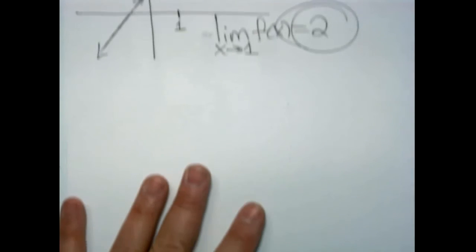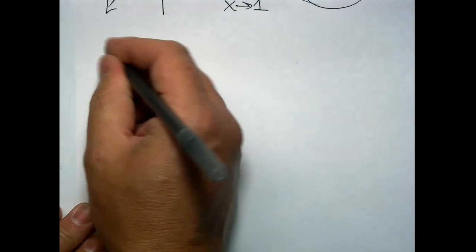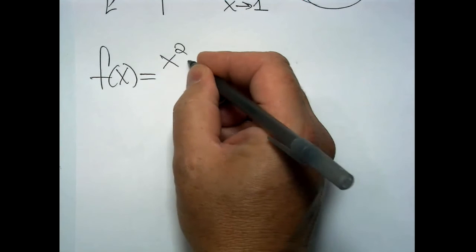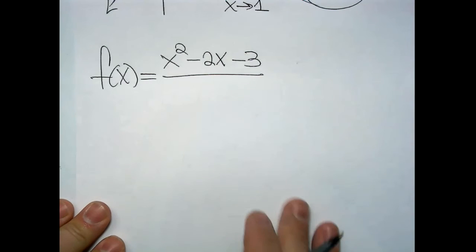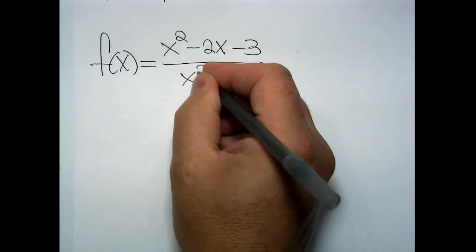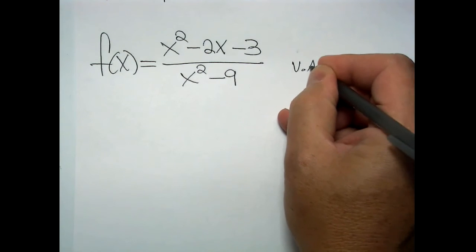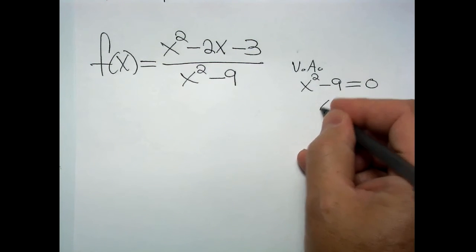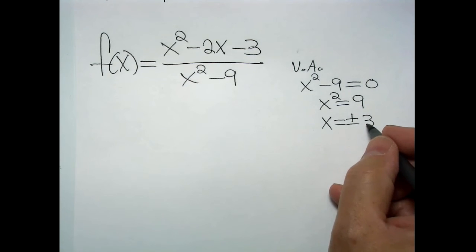Let's look at another example where we are seeking vertical asymptotes. Let's take a look at this one. x squared minus 2x minus 3, and let's divide that by x squared minus 9. Now again, if you go too fast and you're looking for vertical asymptotes, you might decide to just set x squared minus 9 equal to 0, x squared being 9, and then the square root, plus or minus 3. These are not both vertical asymptotes.